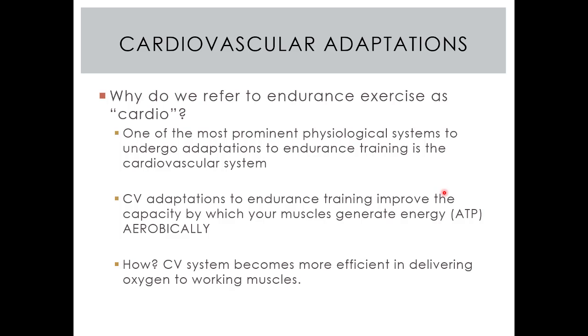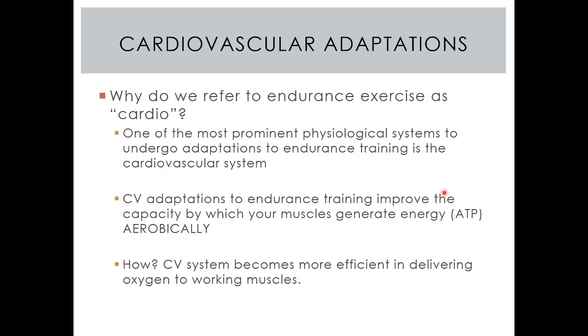The cardiovascular adaptations to endurance training, which again is anaerobic threshold to post-anaerobic threshold training, as briefly outlined earlier, can improve the capacity by which your muscles generate ATP aerobically. In other words, aerobic power. The question is, how? The general answer is that the cardiovascular system becomes more efficient in delivering oxygen to working muscles, thereby improving the oxygen availability in muscle, especially during exercise.